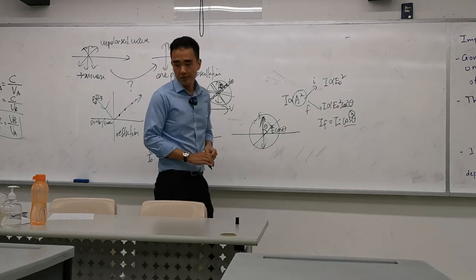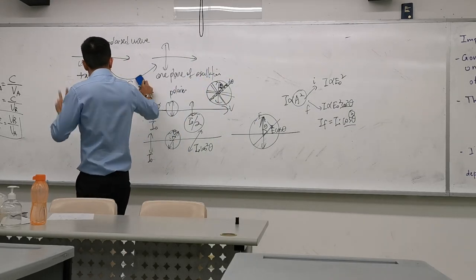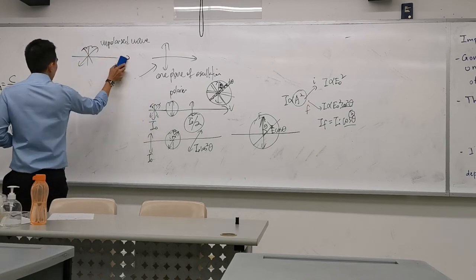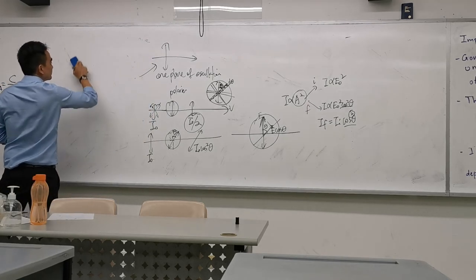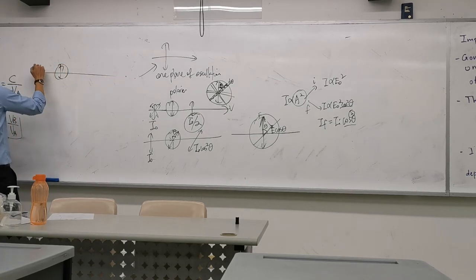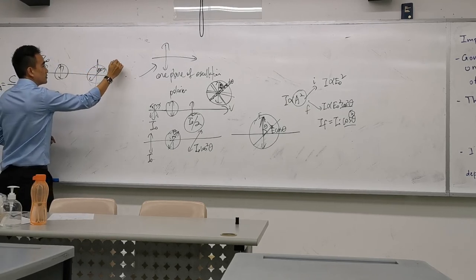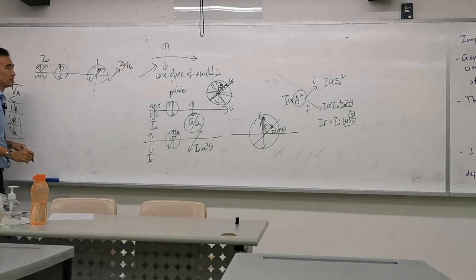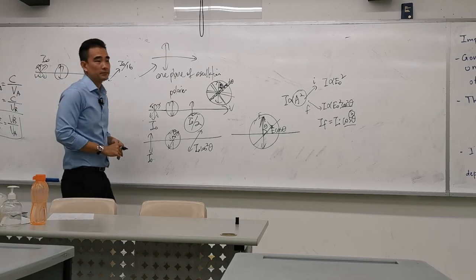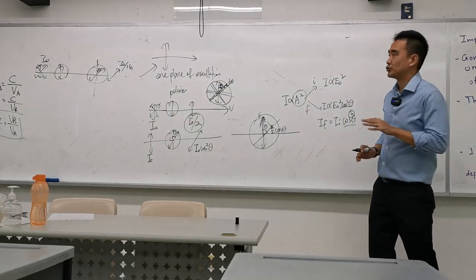Let's try a question and see whether you can apply. That's the most important thing. I'm going to go through two examples popular for IB. You need to know this. Unpolarized light I naught passes through a polarizer, then another polarizer at angle theta, and the light comes out as I naught upon 16. So my question to you is, what is the angle theta? Very popular question.